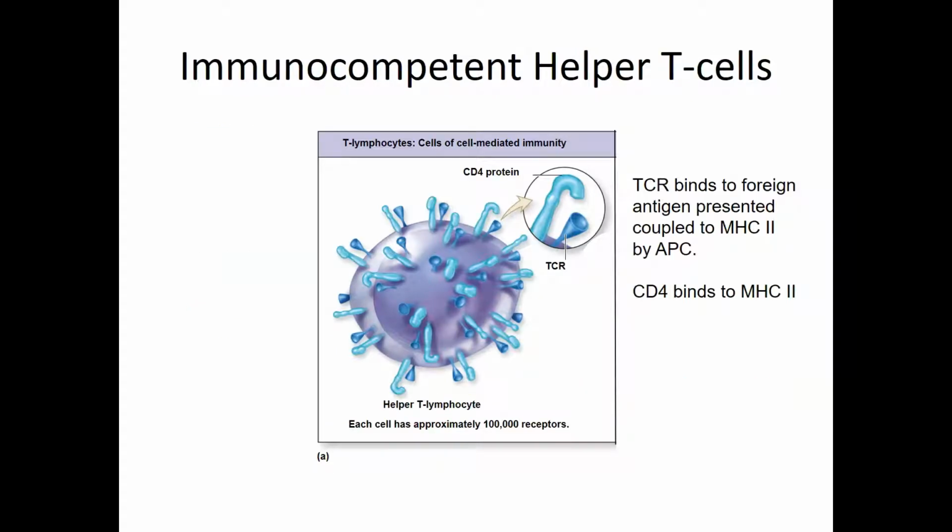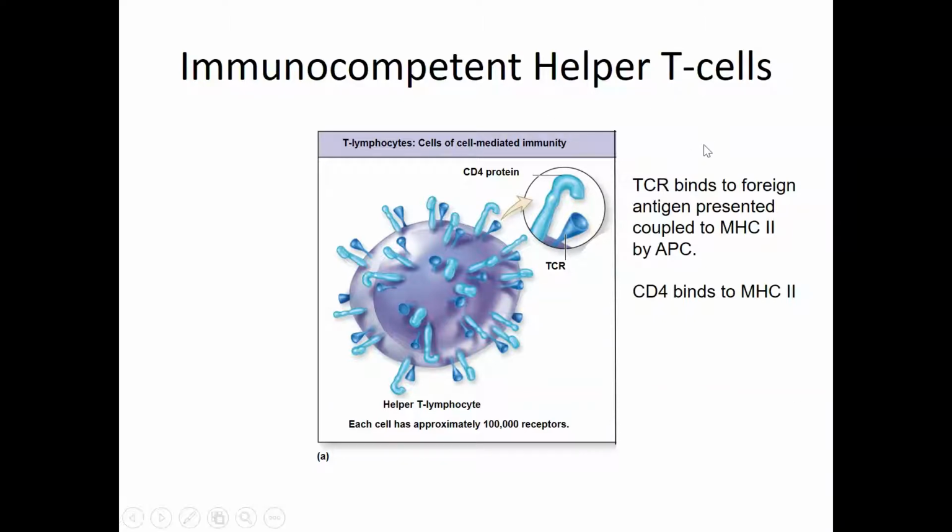This slide is just a reminder of what an immunocompetent helper T cell looks like. It is equipped with a specific antigen receptor, the TCR, and helper T cells also have a CD4 co-receptor. These are meant to represent receptor and co-receptor. They're paired, and there are 100,000 or so of these per immunocompetent helper T cell.